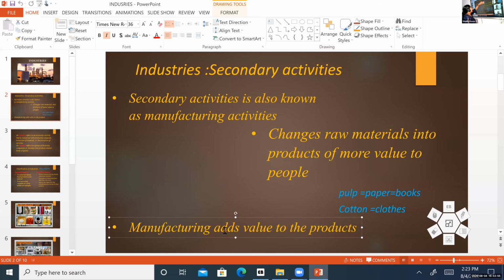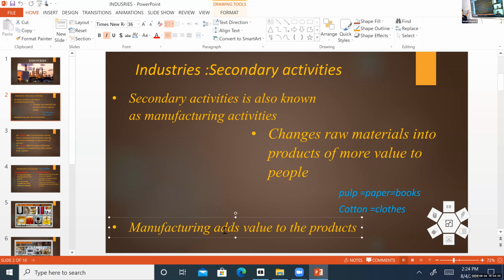Industries come under secondary activities. Secondary activities are also known as manufacturing activities. What is the meaning of manufacturing? Production of products for use or for sale. Manufacturing activities change raw materials into finished products, and it adds value to the products. Is it clear? Yes, ma'am.